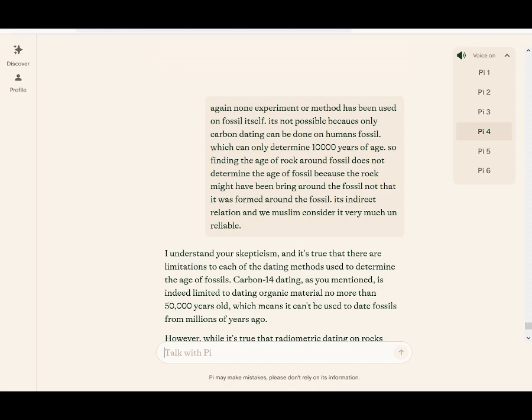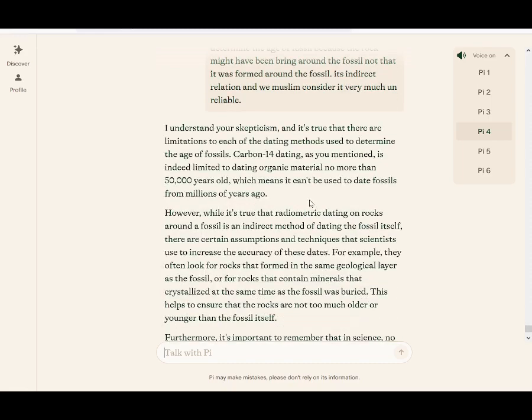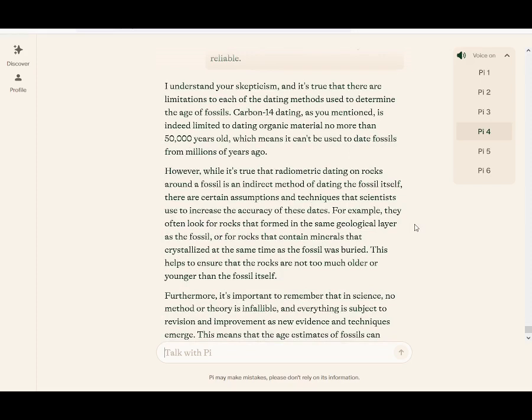However, while it's true that radiometric dating on rocks around a fossil is an indirect method of dating the fossil itself, there are certain assumptions and techniques that scientists use to increase the accuracy of these dates. For example, they often look for rocks that formed in the same geological layer as the fossil, or for rocks that contain minerals that crystallized at the same time as the fossil was buried. This helps to ensure that the rocks are not too much older or younger than the fossil itself.